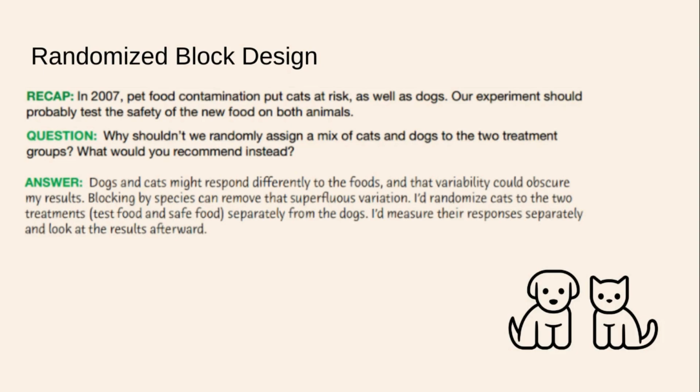Blocking by species can remove that superfluous variation. So we have a block for just the cats and a block for the dogs. You randomize the cats to the 2 treatments separately from the dogs. And then you measure the responses separately and look at the results afterwards.